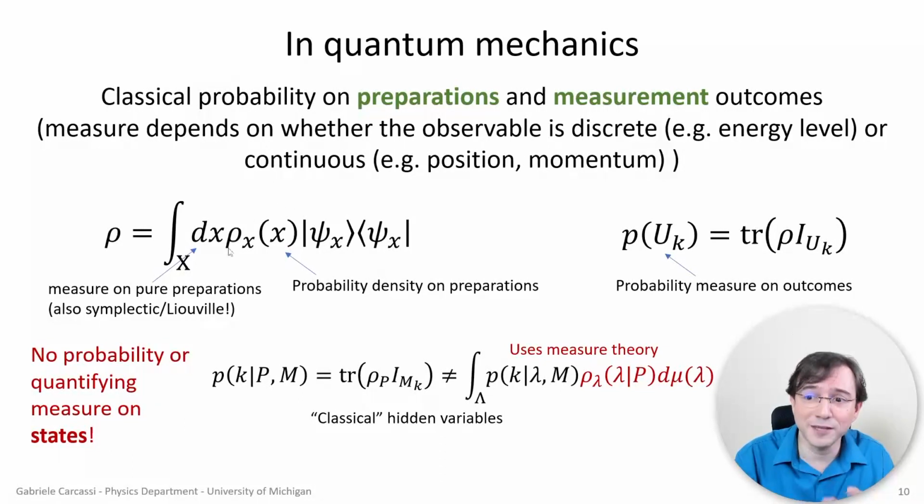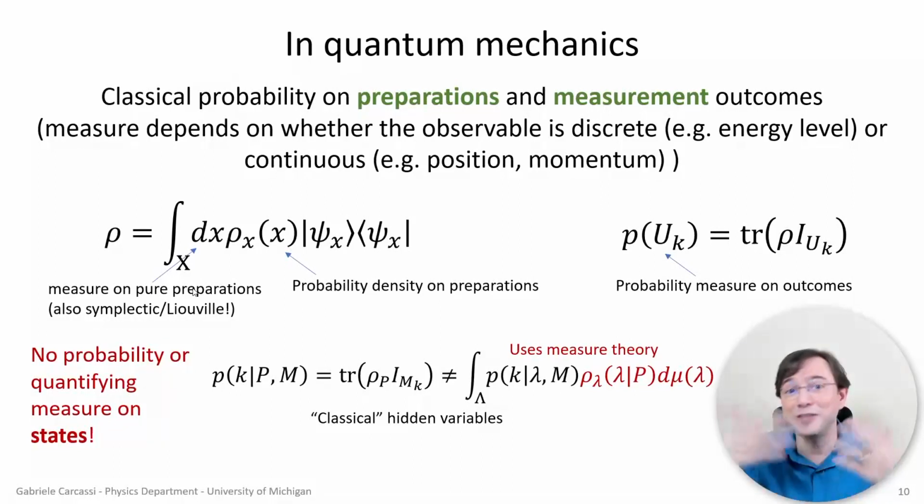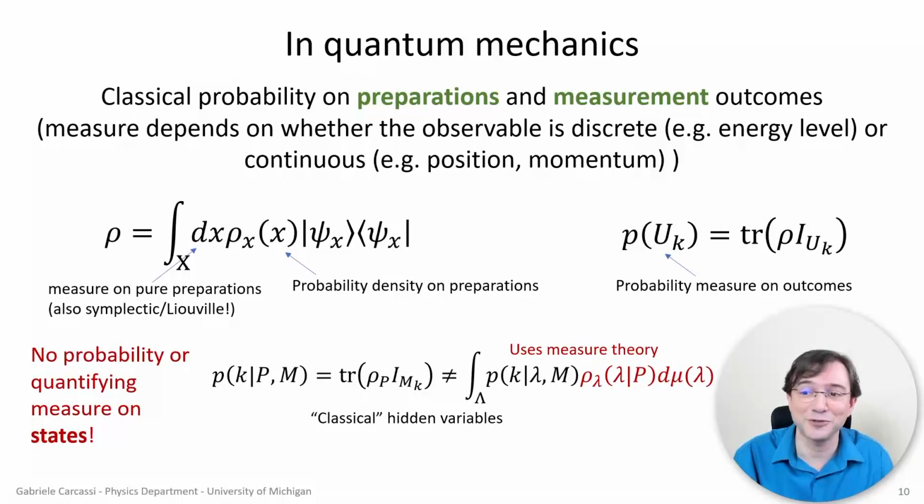Mathematically, if we have a mixed state, we have a classical uncertainty on the possible preparations. So we have all these psi of x corresponding to all the possible preparations. This rho of x is a classical uncertainty, a probability density on the preparation. Then we do this integration, and we can do it correctly, because on the space of pure preparations there is a measure we can use, which is also a symplectic Liouville measure, so it's frame invariant.